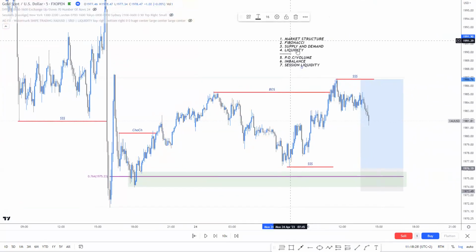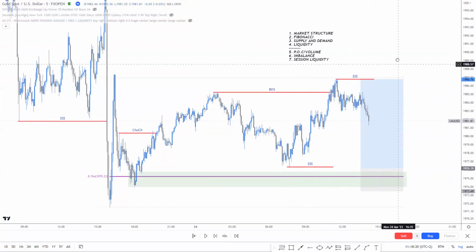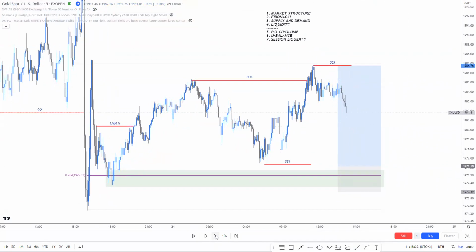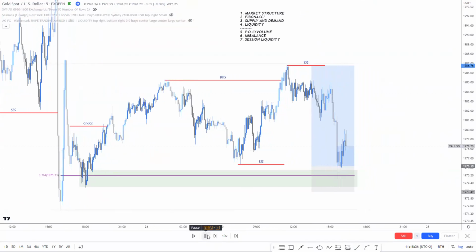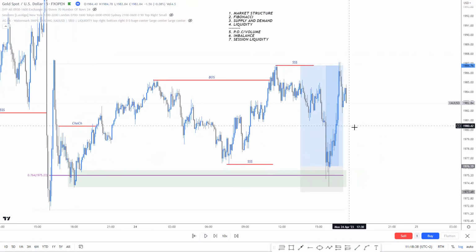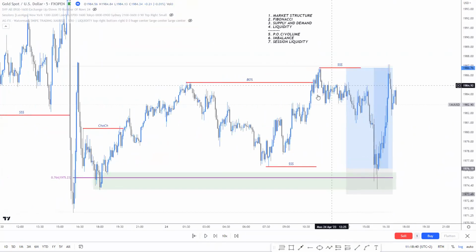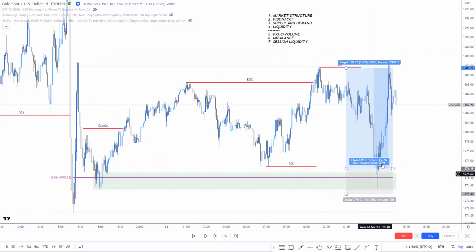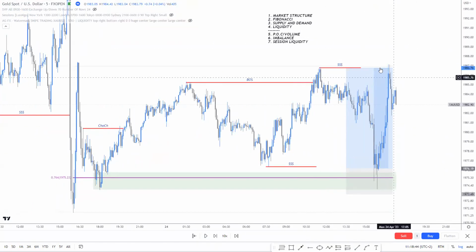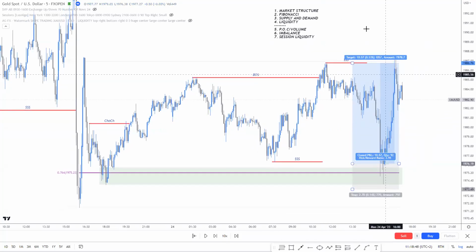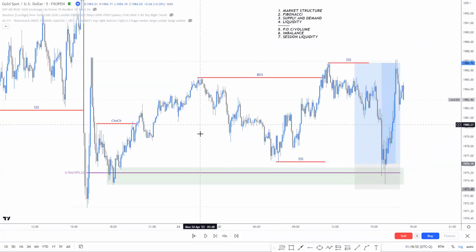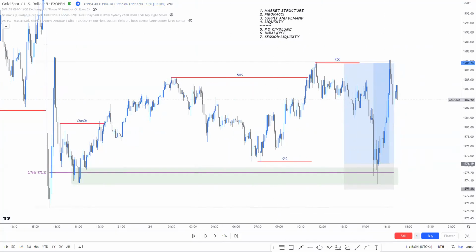So again, we have 5 of the 7 confluences. Let's play this out. And this is how it played out perfectly, a perfect rejection. And yeah, price then came to take out the liquidity. And then price kept on pumping to the upside. But yeah, this is a prime example of my setup, okay? Prime example of my strategy.